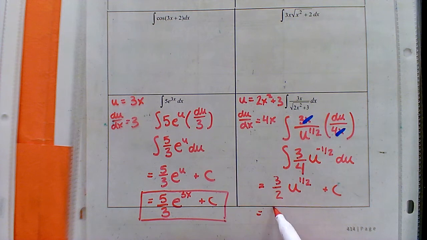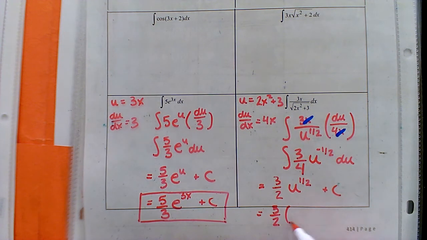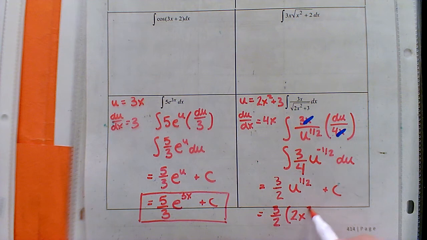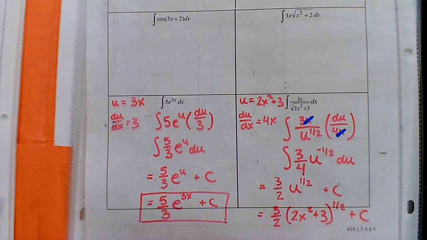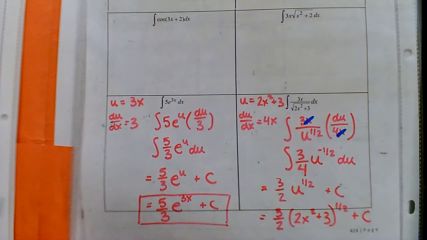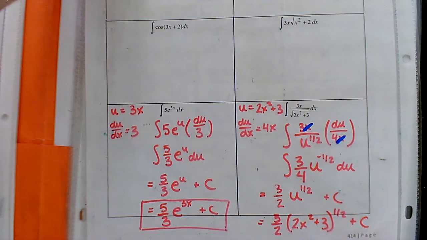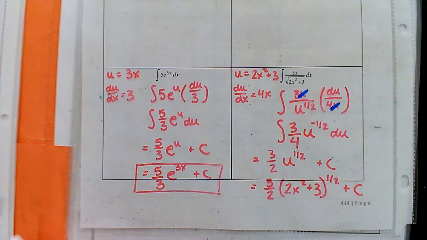Last but not least, we know what u is. After all, we picked it. So we'll have 3/2 and then 2x squared plus 3 all to the 1/2 power plus c on the end. If you want to rewrite the 1/2 as a square root, you can definitely do that. I mean, they mean the same thing.